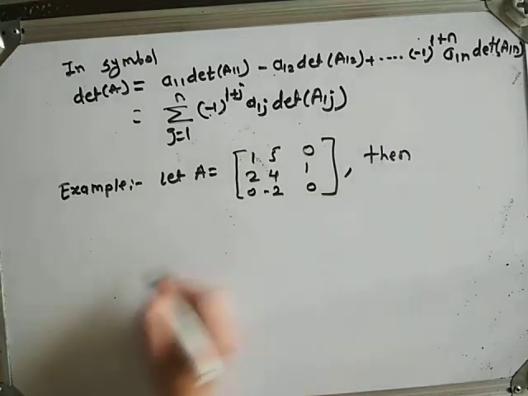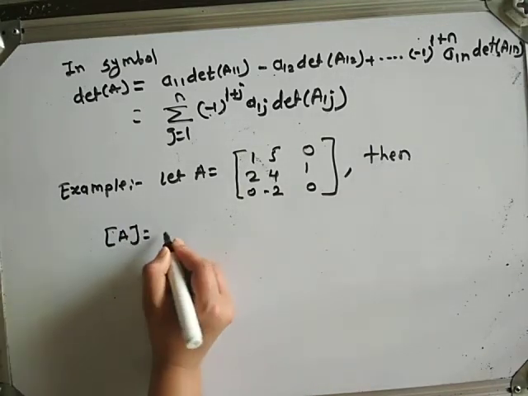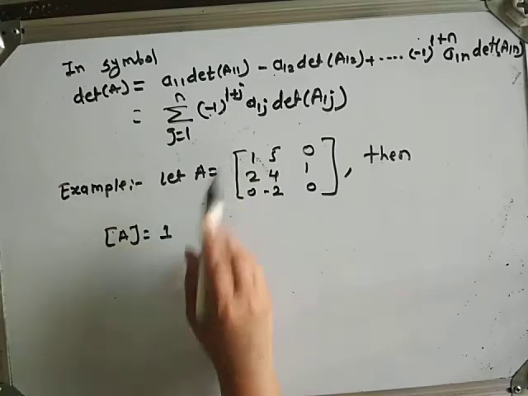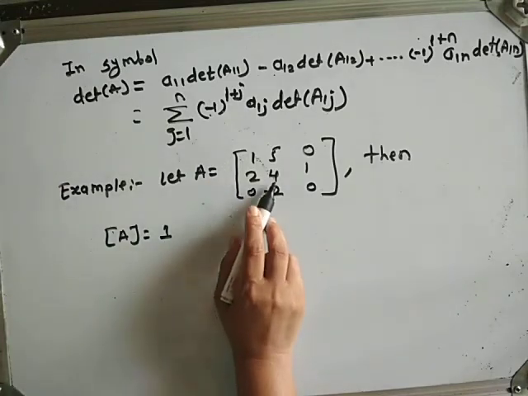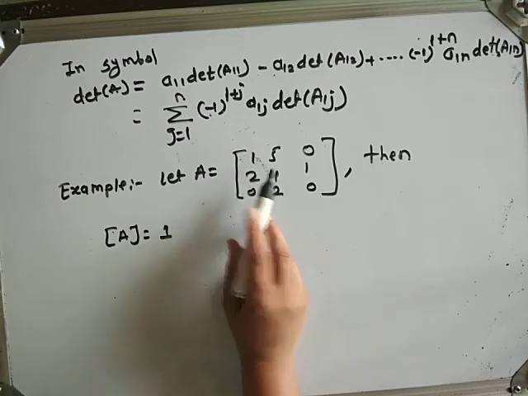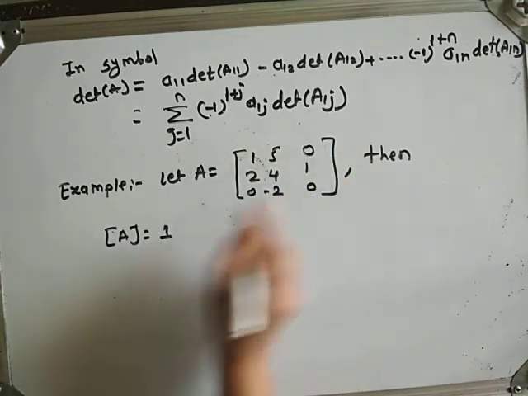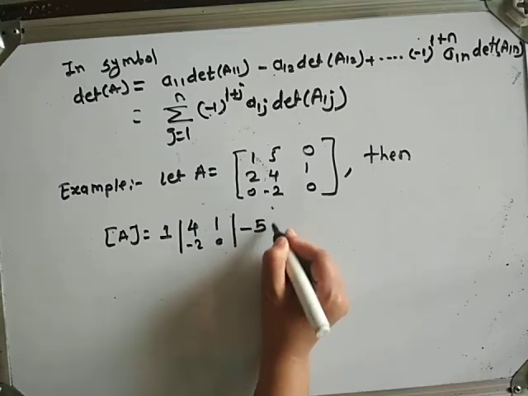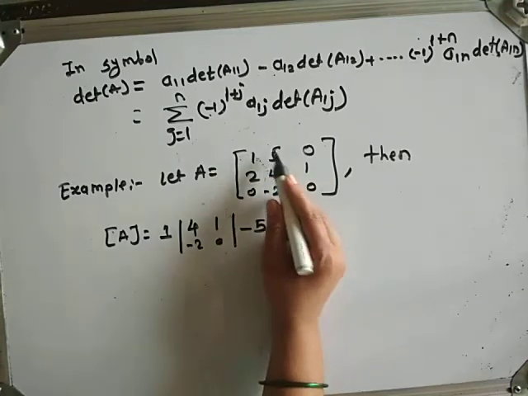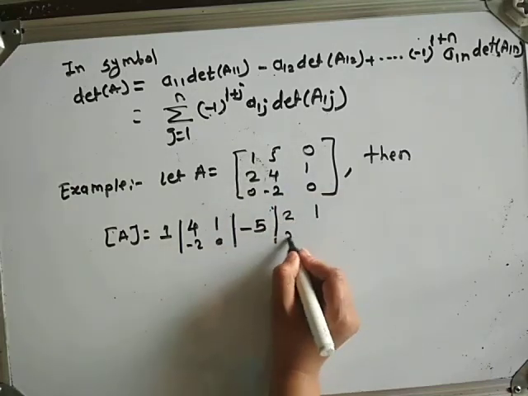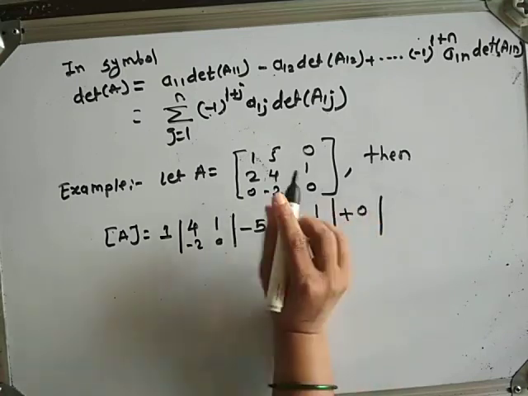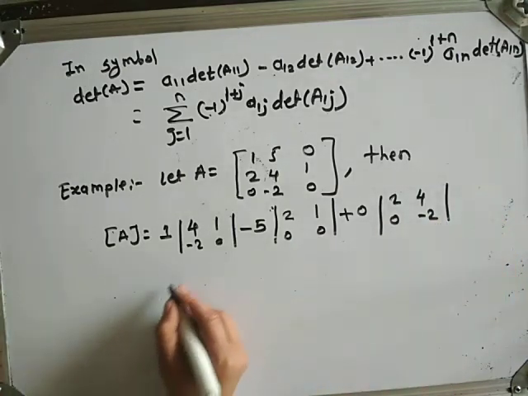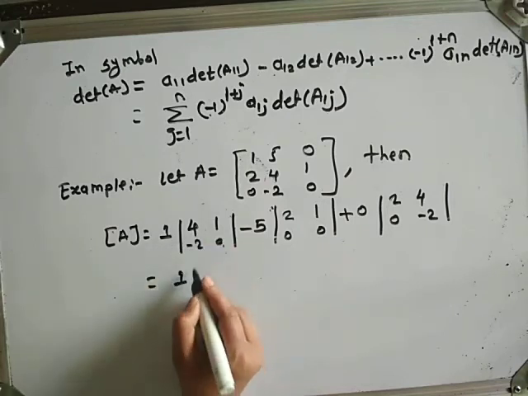Then the determinant of A is 1 into the determinant of the submatrix remaining after deleting the first row and column, which is 4 1, minus 2 0, minus 5 into the determinant of the submatrix after deleting the first row and second column, which is 2 1, 0 0, plus 0 into the determinant of the submatrix after deleting the first row and third column, which is 2 4, 0 minus 2.